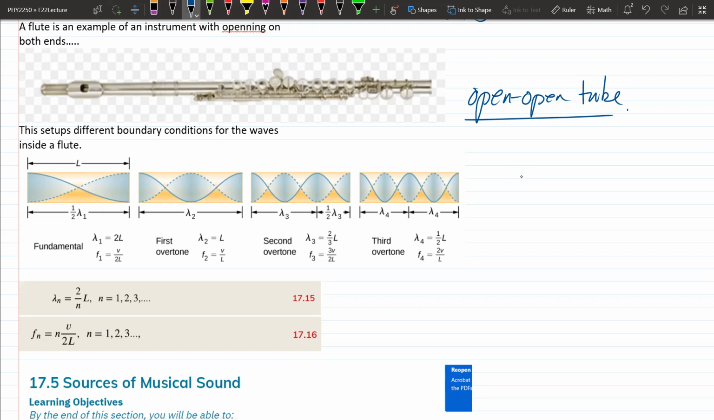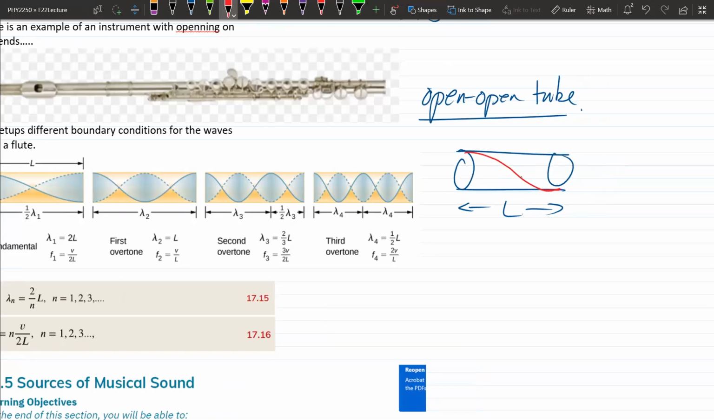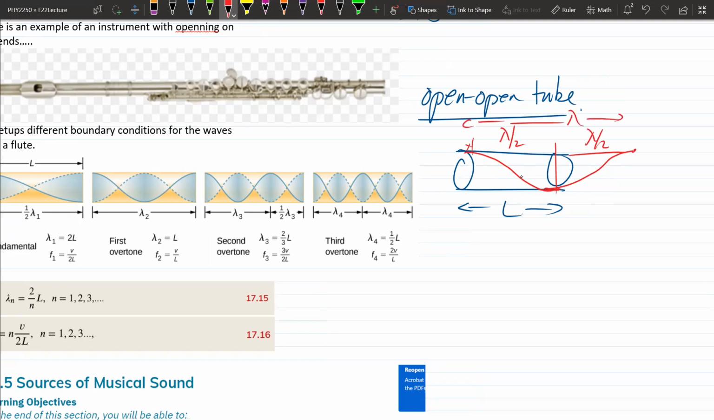Let me just draw the tube once again. This tube has some length L. The wave I'm able to fit in here is this shape. But that's not the full wave. In order for it to be a full wave, you have to come back to the same point. And therefore, this is actually wavelength over 2. This is wavelength over 2. And that gives you the full wavelength. So the wavelength that fits in the tube length is actually only half a wavelength.